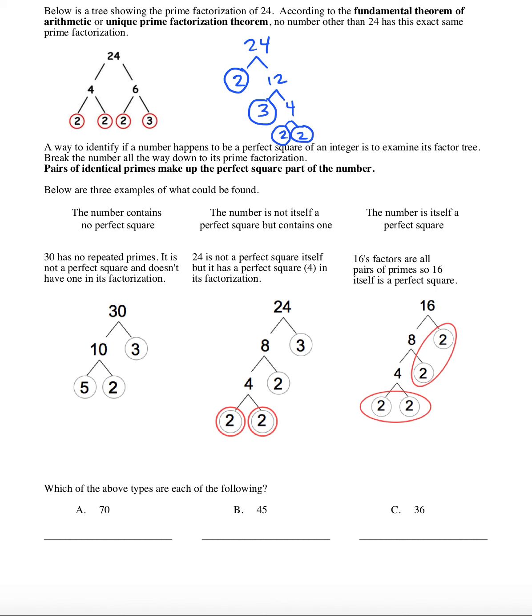This is an example of the fundamental theorem of arithmetic, or the unique prime factorization theorem, it's sometimes called. No other number than 24 will have these same exact primes. It's 2 times 2 times 2 times 3, or 2 to the third power times 3.